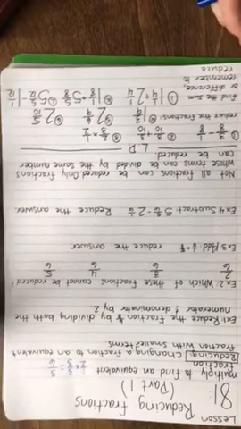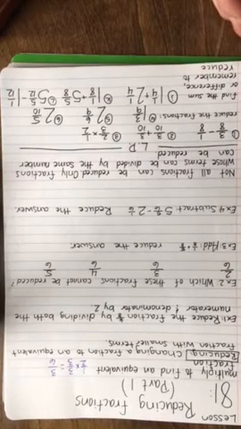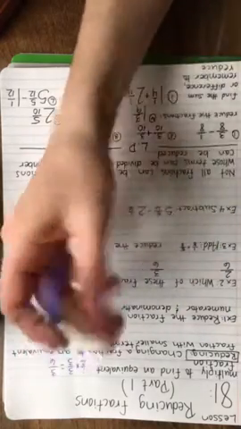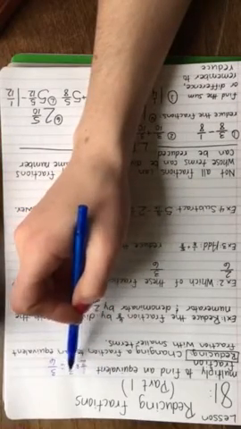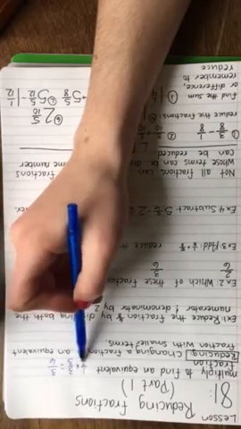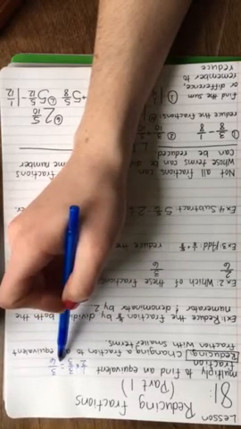Reducing fractions, part 1. Multiply to find an equivalent fraction. 1/2 times 3/3. So you just multiply straight across. 1 times 3 is 3, and 2 times 3 is 6.